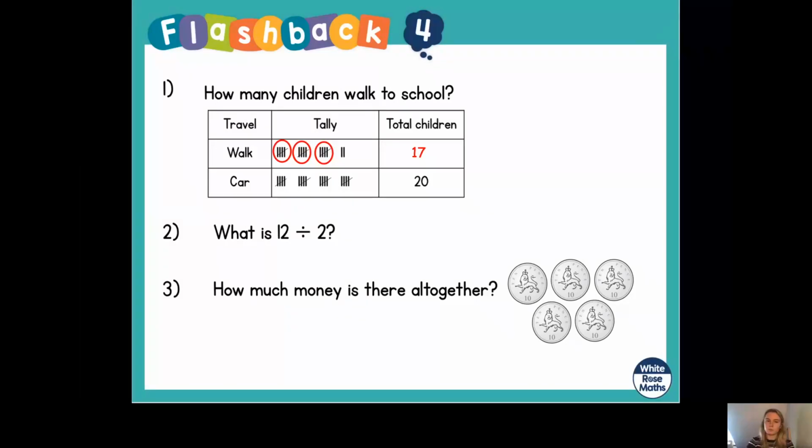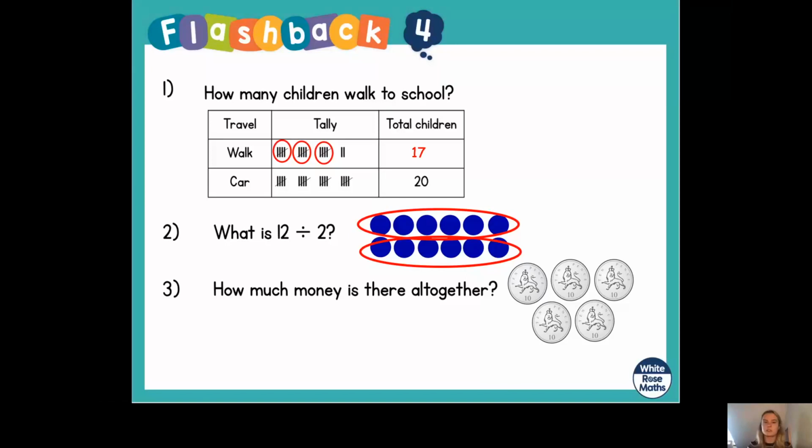Now, number 2, what is 12 divided by 2? Well, here I have 12 counters. Shall we put them into 2 groups to find out the answer to our question? Well, can you see we've got 2 rows? So let's use the 2 rows as our 2 groups. There we go. I've put them into 2 groups. And how many counters are in each group? Well, there are 6 in the first group and there are 6 in the second group. So therefore, 12 divided by 2 equals 6.